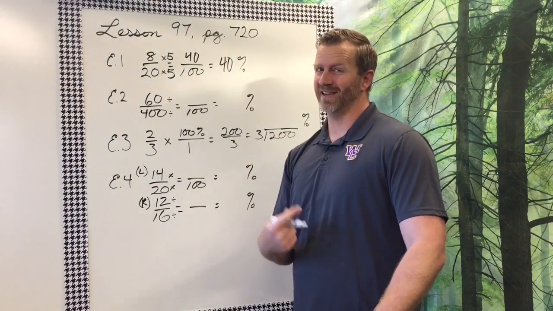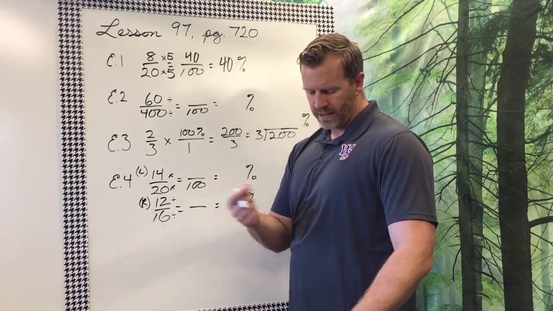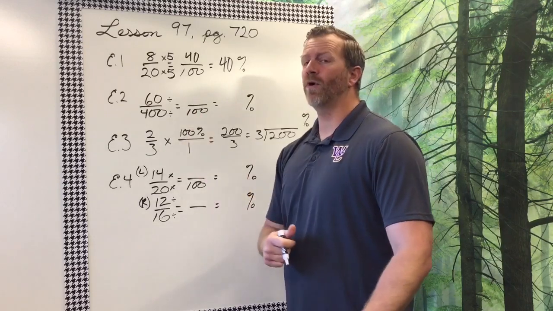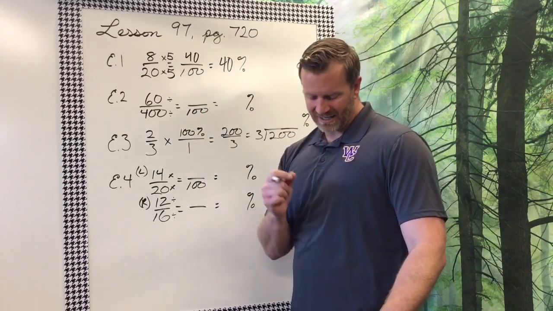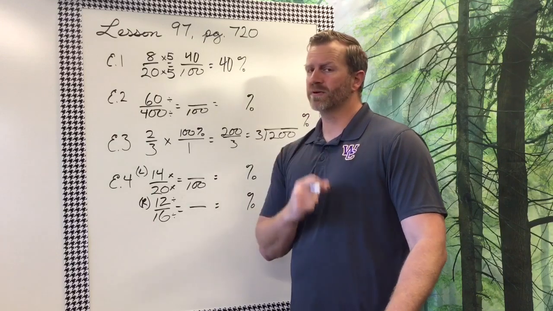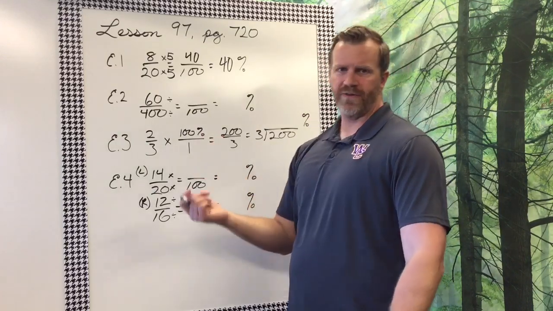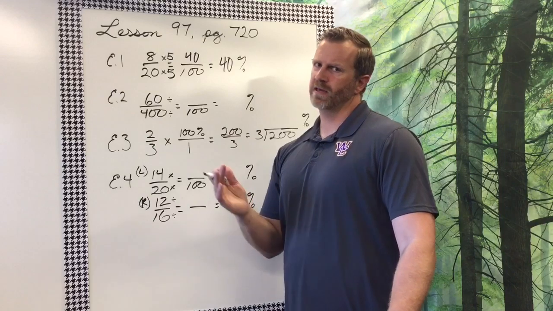Like, we're flying through this thing. It's just an easy lesson. Now, example number 2 says there's 400 beads, and 60 of those beads are red. What percent were the red beads? So let's write it as a fraction, right? 60 over 400. Easy peasy.